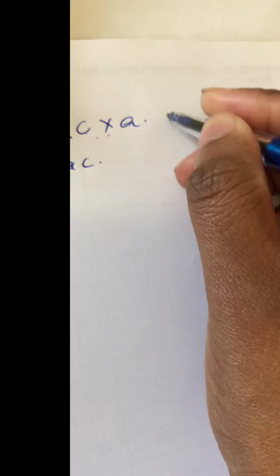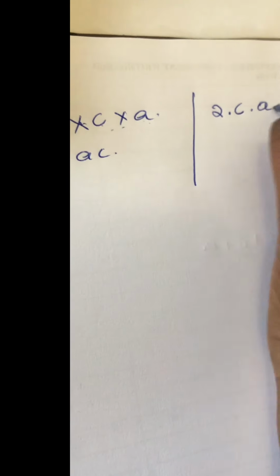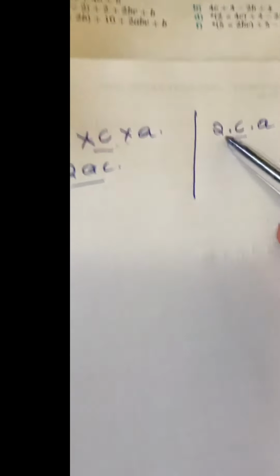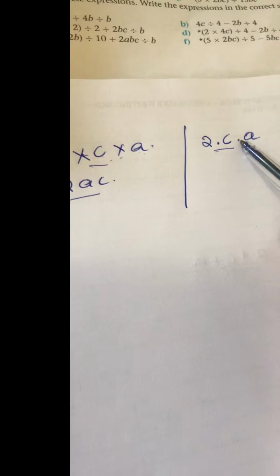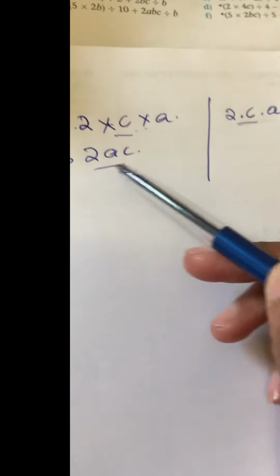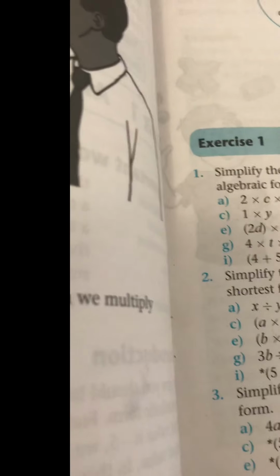What I normally tell my students is, when you write this multiplication, it can also be written in this form: 2 multiplied by c by a. You can write it like this. This and this and this are actually the same thing. You can put a dot here and a dot here, like 2 times c times a. But when you write it in an algebraic manner, your answer here is going to be 2ac. We can move on to the next question, which is exercise 1.c.